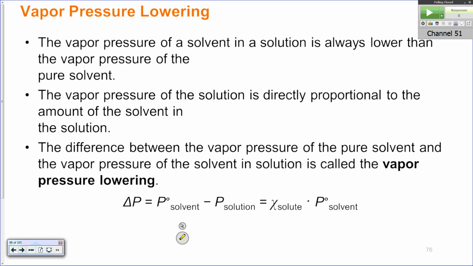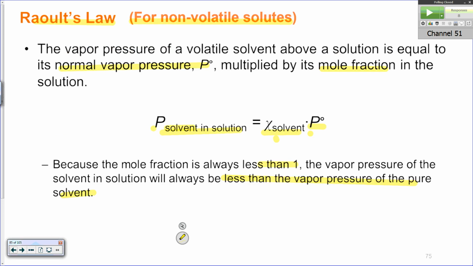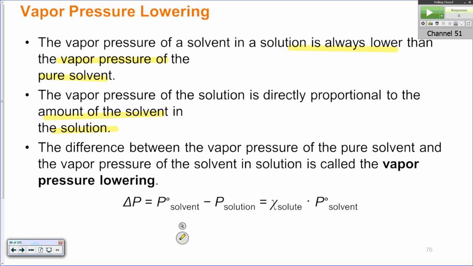The fact that we have this solution causes the vapor pressure to go down compared to that of the pure solvent, and it's always going in that direction. How much it goes down is proportional to the amount of the solvent that's present in the solution. So it goes back to this mole fraction. The larger the mole fraction of the solvent, the larger the vapor pressure is going to be for the particular system that you're studying.